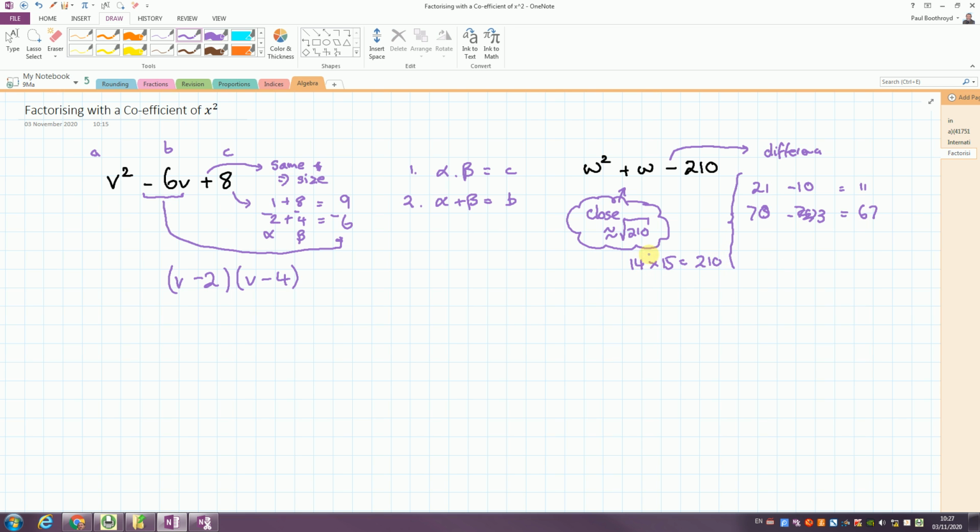So that gave me my candidate numbers. I've got 15 and 14. The difference is 1. And that is the correct sign. So I leave everything as it is. Create my bracket, w plus 15, and w minus 14. So that's how you can deal with the coefficient when the coefficient is just x.